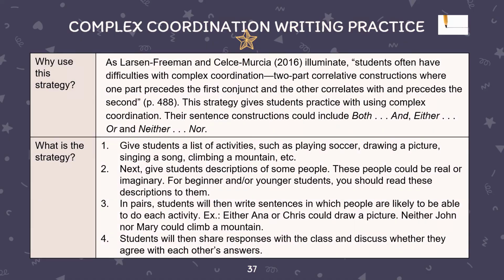Second suggestion. So this is complex coordination writing practice. Why use this strategy? As Larsen-Freeman and Celce-Murcia illuminate, students often have difficulties with complex coordination: two-part correlative constructions where one part precedes the first conjunct and the other correlates with and precedes the second. This strategy gives students practice with using complex coordination. Their sentence constructions could include both and, either or, and neither nor.